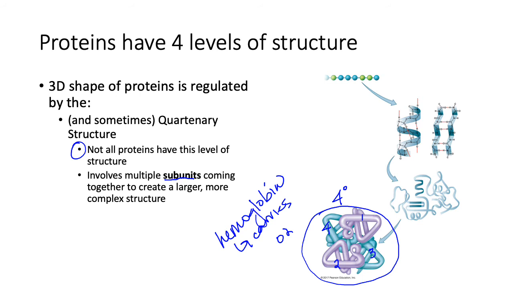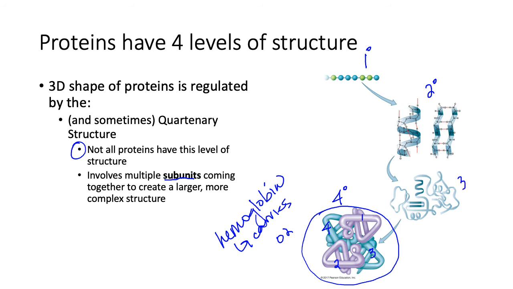So all proteins, we're going to link amino acids together in a very specific way. That's determined by our genes. That's our primary structure. Those amino acids can create hydrogen bonds between each other to make secondary structure, either twisted alpha helices or zigzagged beta-pleated sheets.